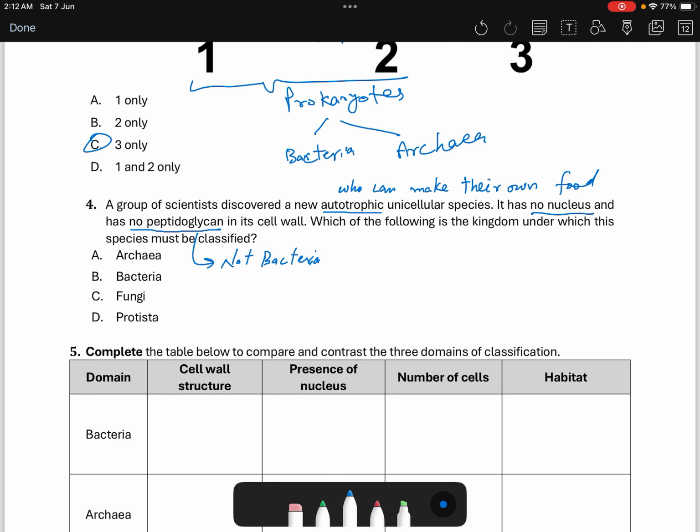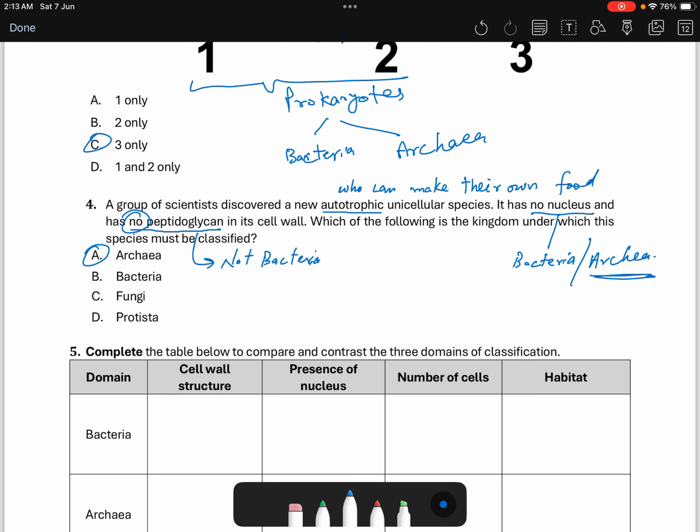And when we say it has no nucleus, it means it can be either bacteria or archaea. So it is either archaea or bacteria, but when they don't have peptidoglycan, it means not bacteria. So who is left? The left one is only what we say as the archaea. So we are only left with archaea.